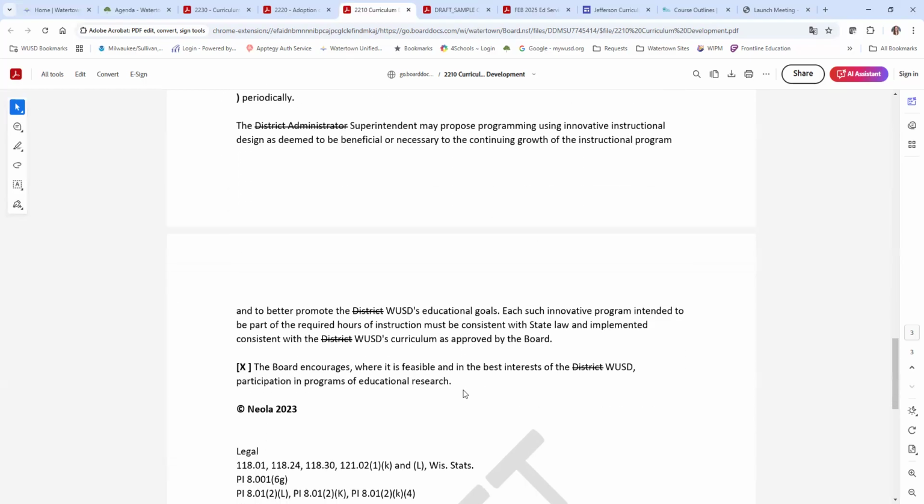And this is similar to where we are now, when feasible and in the best interest of the district, we would be participating in education.